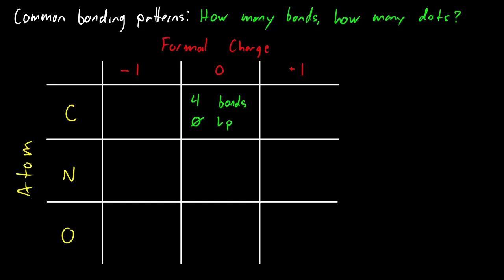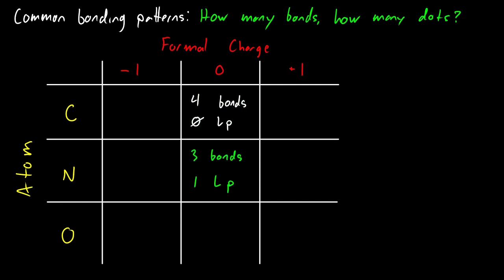One thing I want to note before we move on is that even though I've drawn all of those as single bonds, they don't have to be single bonds. It just has to be a total of 4 bonds. So that means that a carbon will be neutral if it has 4 single bonds, or 2 double bonds, or a triple bond and a single bond. We can have any combination of those for that charge state.